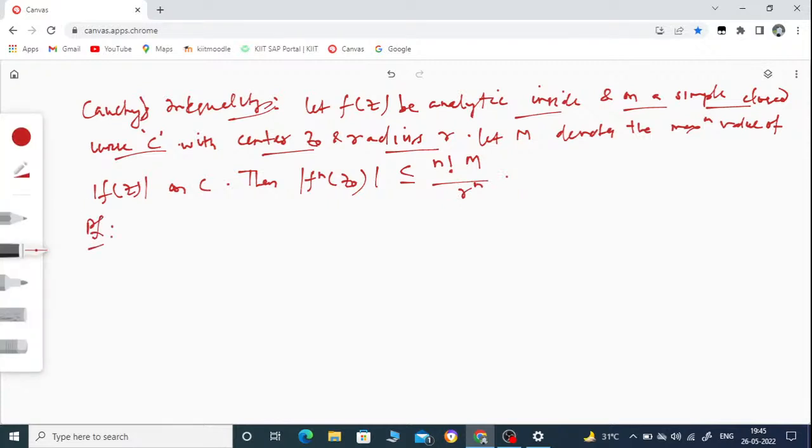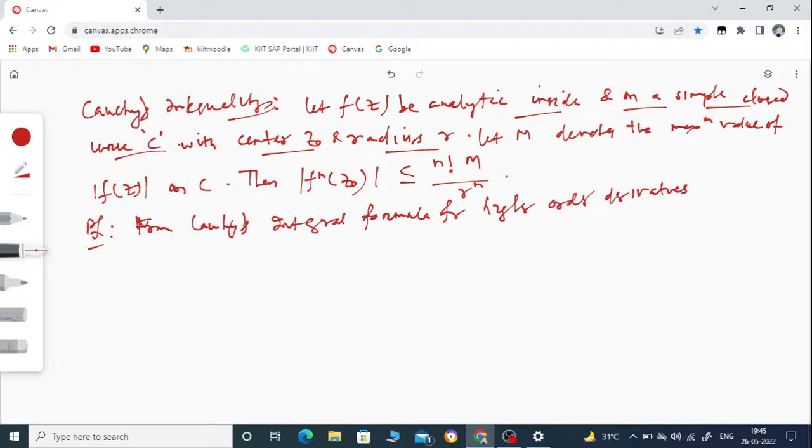So we have, from Cauchy's integral formula for higher order derivatives. So what did we get from Cauchy's integral formula for higher order derivatives?